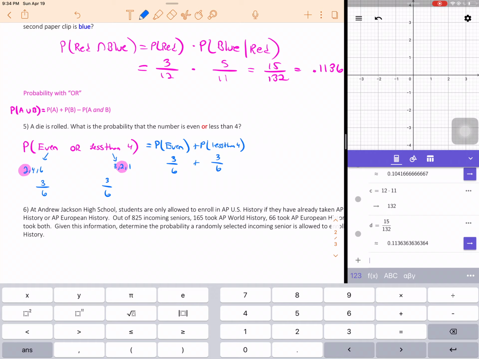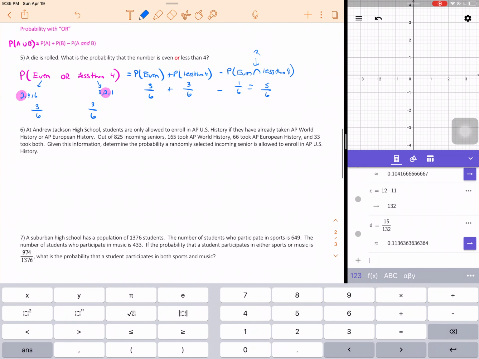So, let's see. Minus the probability of even and less than 4. Well, how many numbers are even and less than 4? That's just going to be 2. So that's minus 1 over 6, and you get 5 over 6.